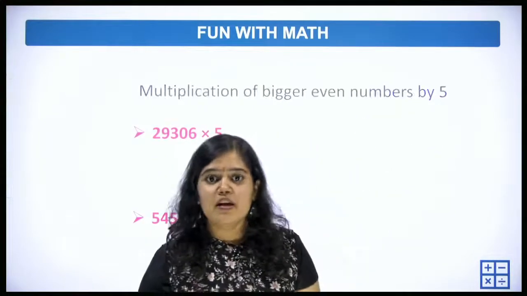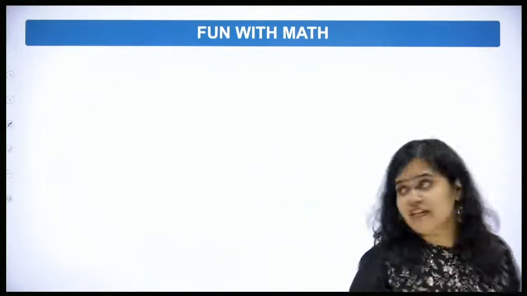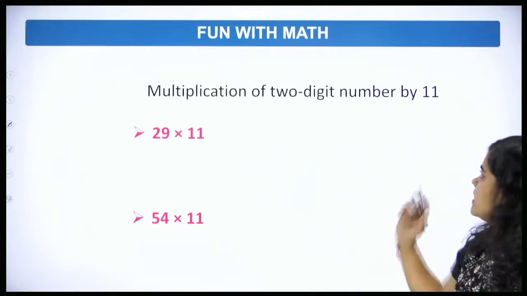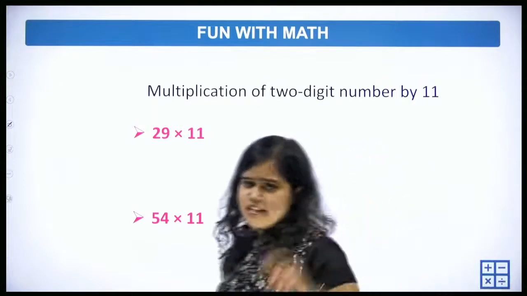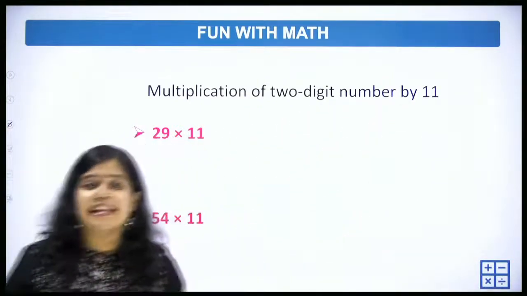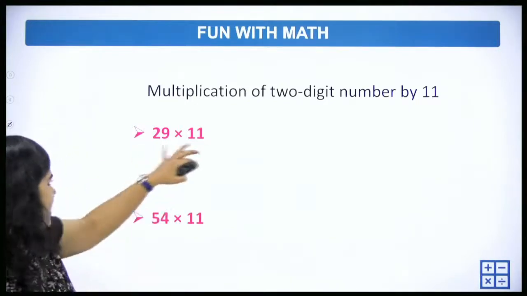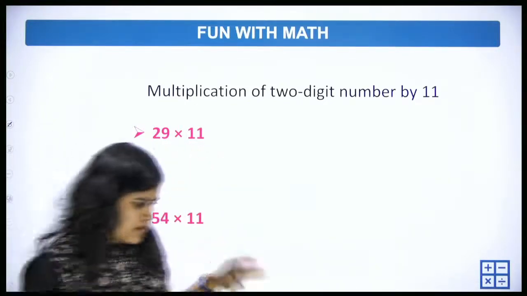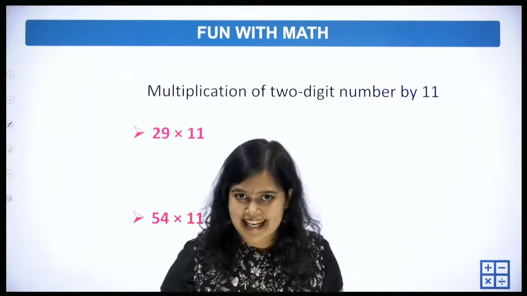Now, let's look at how to multiply by 11. How to multiply bigger numbers by 11. Okay? First, let's do it for 2-digit numbers. Multiplication of 2-digit numbers by 11. So, 29 into 11. When you are multiplying by 11, what exactly happens?